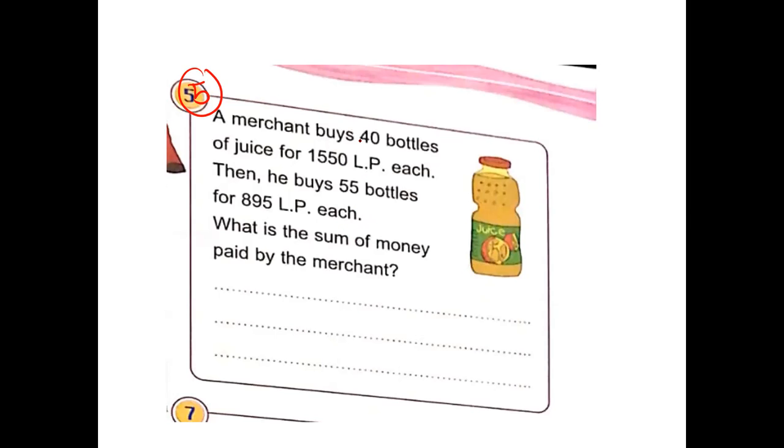Let's circle the keywords. We have 40 bottles of juice. Each one of them cost 1,550. And we have also 55 bottles. Each one cost 895 Lebanese pounds. What is the sum of money paid by the merchant?